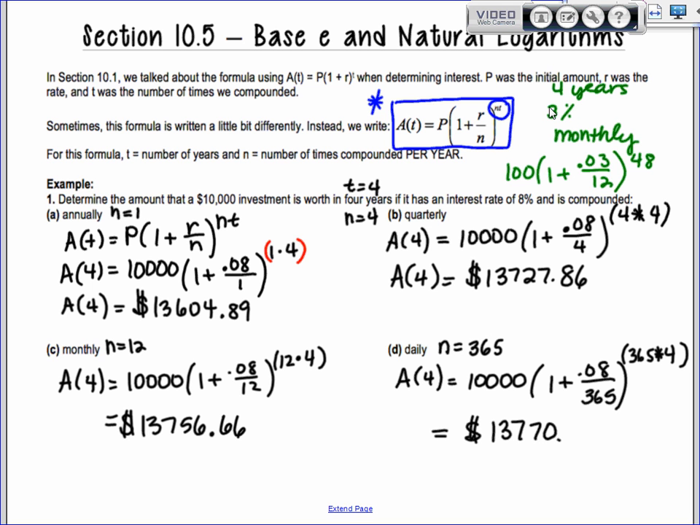You guys aren't very fast with your calculators. Do you have this? Did you get that? 13,770.79. Yeah? So it didn't go up very much, did it? Like $14. Not much. Okay, so it appears that there seems to be a little bit of a limit to the growth. Do you know what I mean by that? So it's getting bigger, but it's not going to go up to infinity.